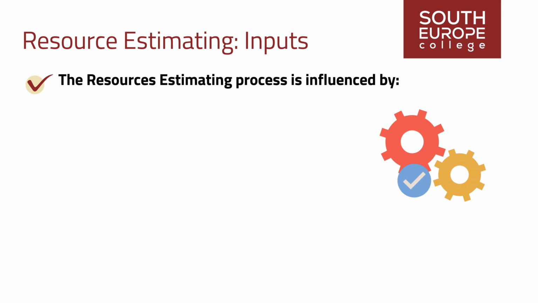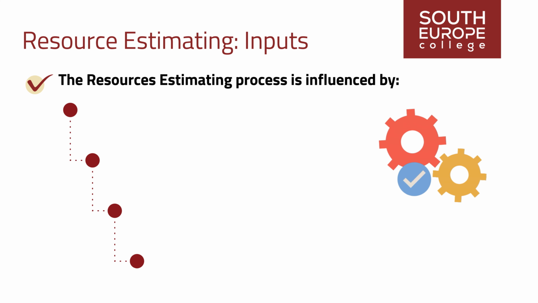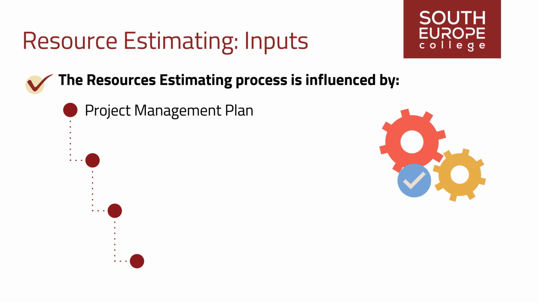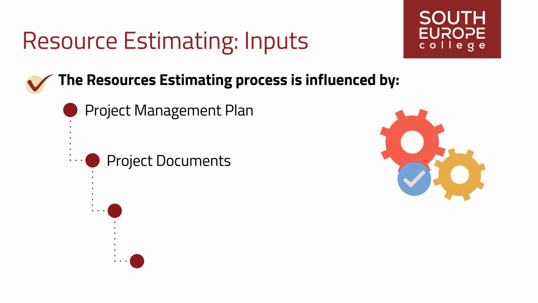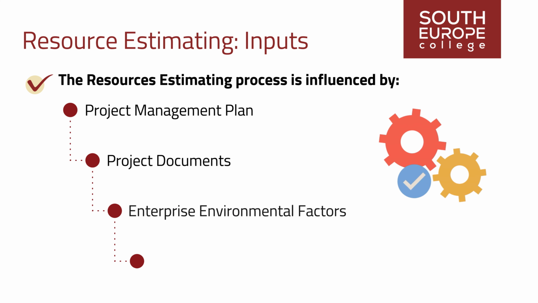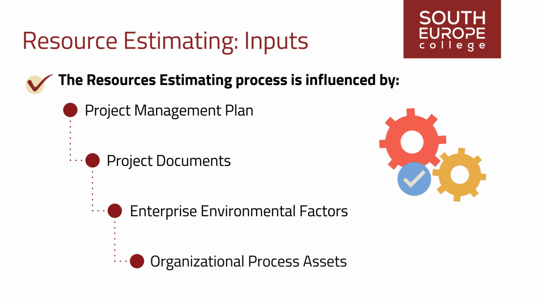The resources estimating process is influenced by several critical factors, encompassing the project management plan, various project documents, as well as the dynamic interplay of enterprise environmental factors and organizational process assets. These elements collectively shape and guide the estimation of resources essential for project activities, reflecting the comprehensive integration of strategic planning, relevant project documentation, external environmental considerations, and organizational knowledge and procedures.